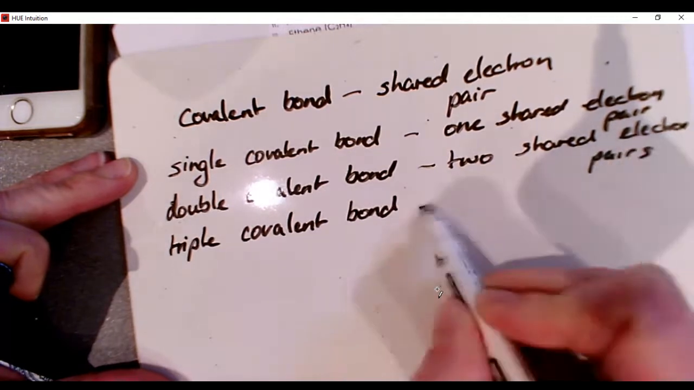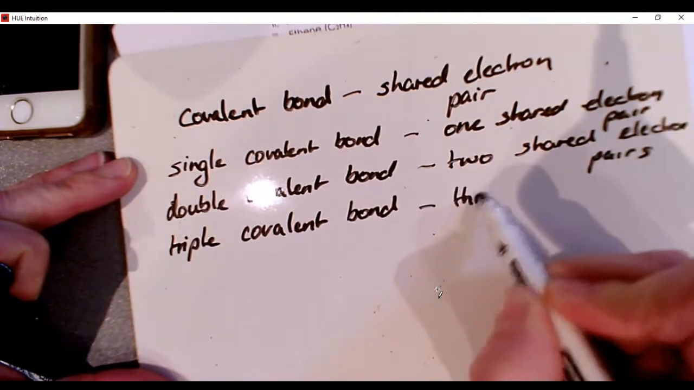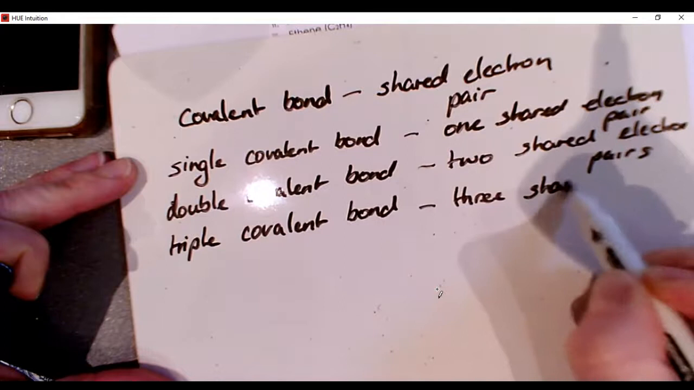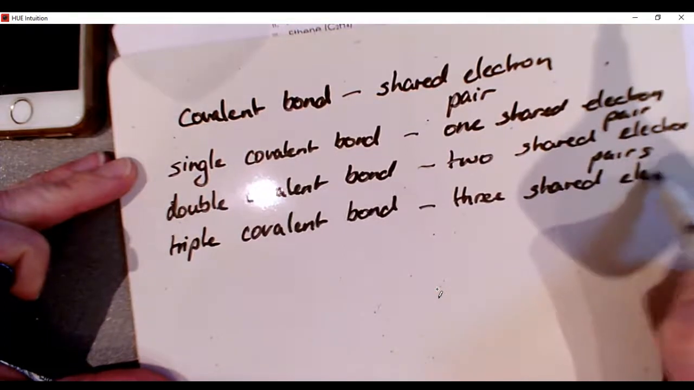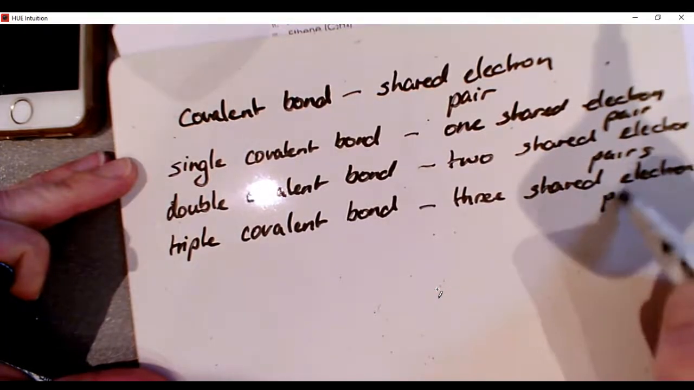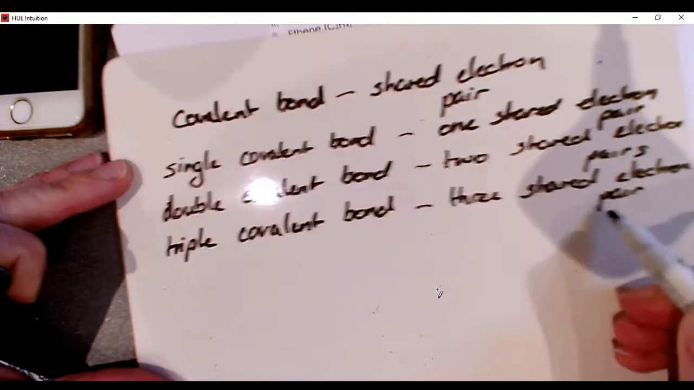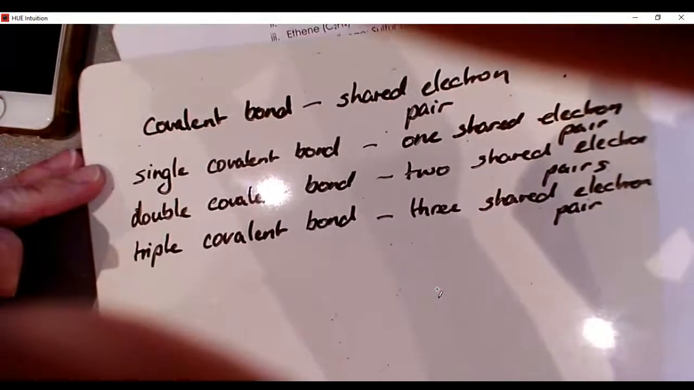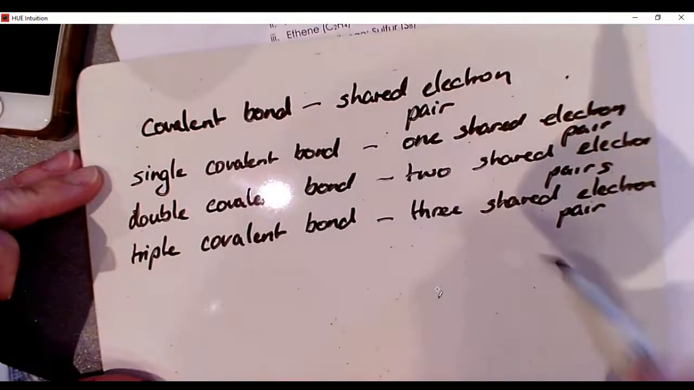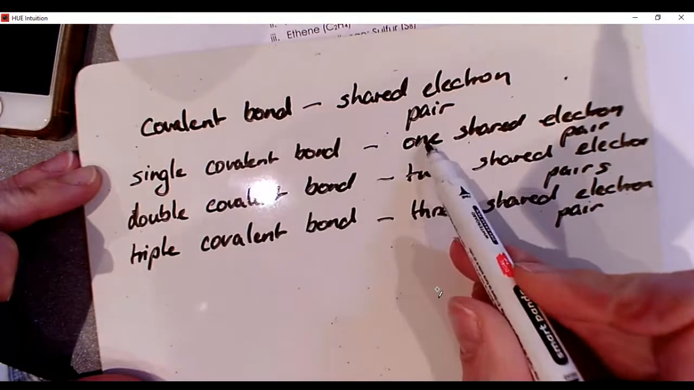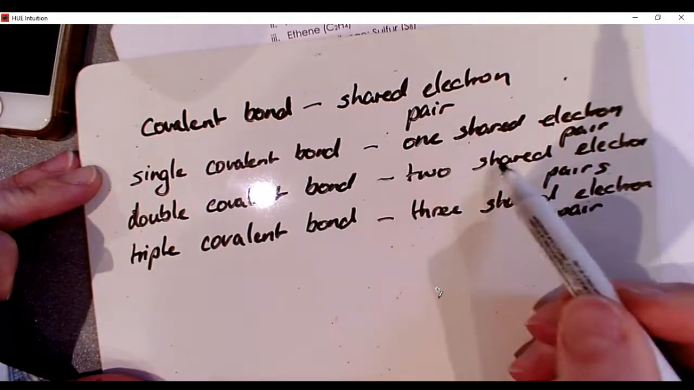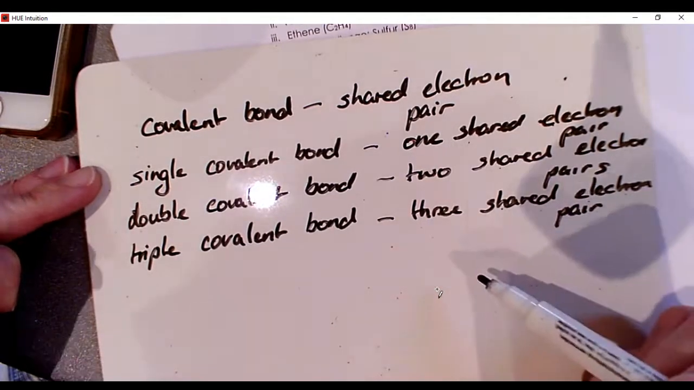And a triple covalent bond is 3 shared electron pairs. So look out for those. And remember, a shared electron pair is where you have 1 electron from each atom in the covalent bond. Each atom is going to put 1 in. So you have 2 electrons here, 4 here, and 6 here in the shared space.